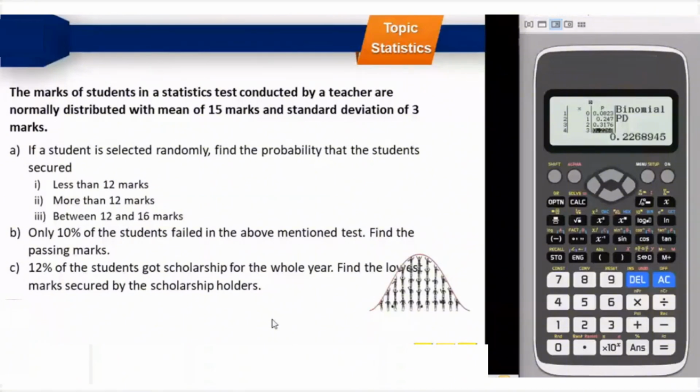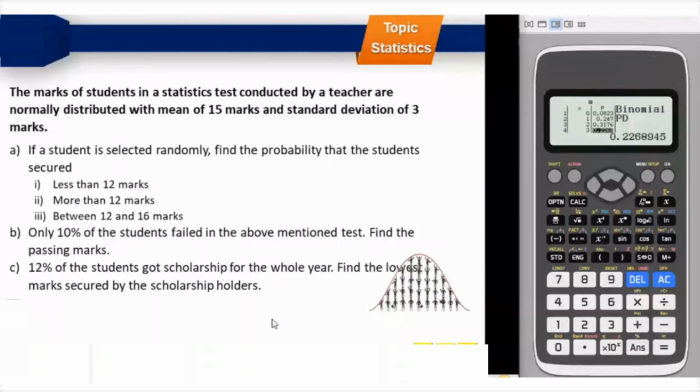If a student is selected randomly, find the probability that the student secured less than 12 marks, more than 12 marks, between 12 and 16 marks. Only 10% of the students failed in the above mentioned test. So find the passing marks. 12% of the students got the scholarship for the whole year. Find the lowest marks secured by the scholarship holders.